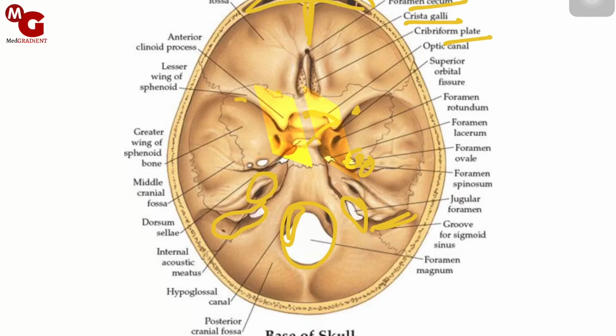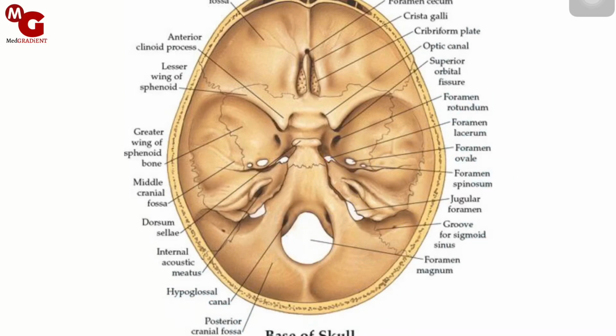So let's do it again. Let me clean it up for you. So we have the anterior cranial fossa, the middle cranial fossa, and the posterior cranial fossa. In the anterior cranial fossa, we can see the cribriform plate, crista galli, and foramen cecum. Now the middle cranial fossa is where the most complex things lie. So you've got the optic canal, superior orbital fissure, foramen rotundum, foramen lacerum, ovale, and foramen spinosum.